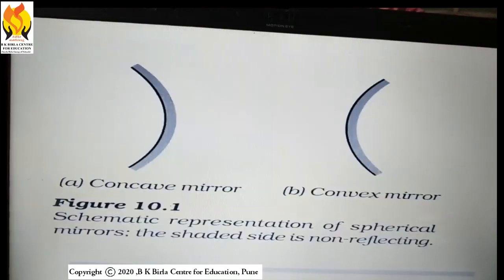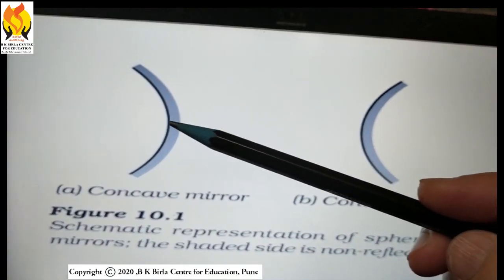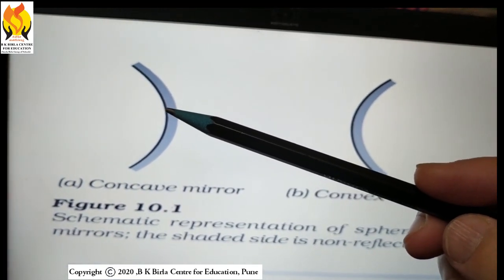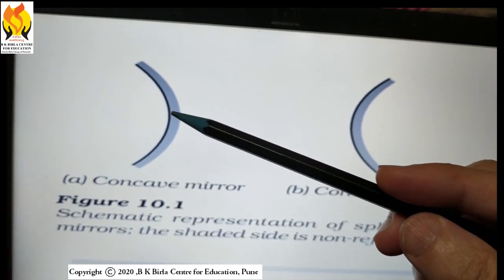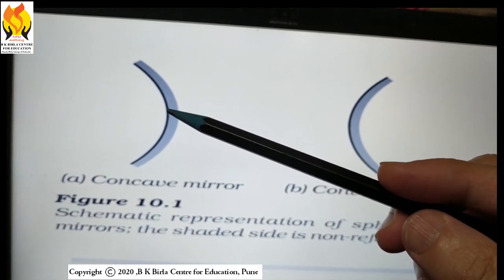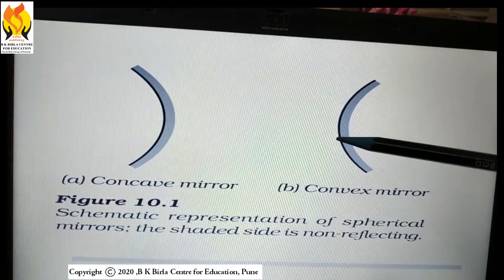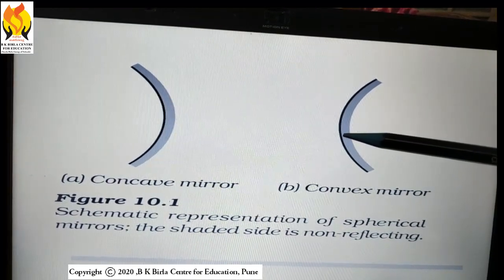I'll show you with the help of the diagram. Let us focus on this one. The solid line here represents the reflecting surface. If the reflecting surface of the mirror is curved inward, this is called the concave mirror, and in this case the reflecting surface is curved outward, and that's why it is called the convex mirror.